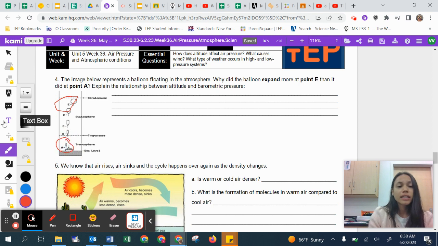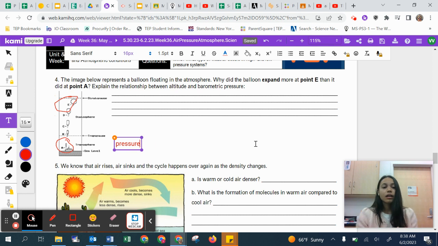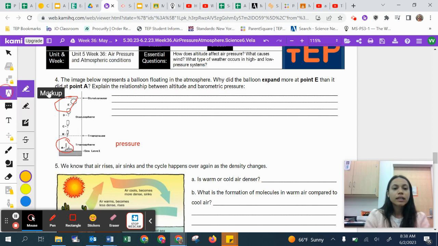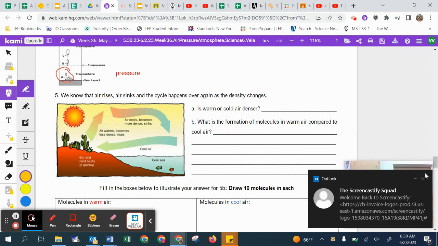So what I need you to think about is in reference to pressure. Like what happens to pressure when you go higher up in altitude? Does it increase or decrease? What happens to pressure when you go down in altitude? Does it increase or decrease? So figure that out and respond using a complete sentence. And between the relationship between altitude and barometric pressure, another name for barometric pressure is atmospheric pressure and air pressure. So you can use either one of those, okay?